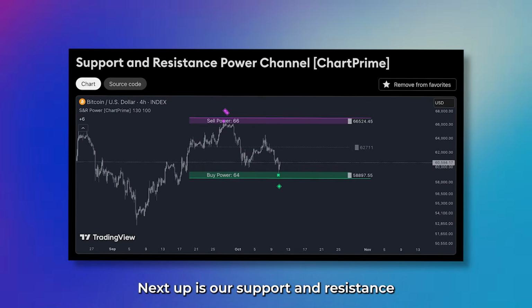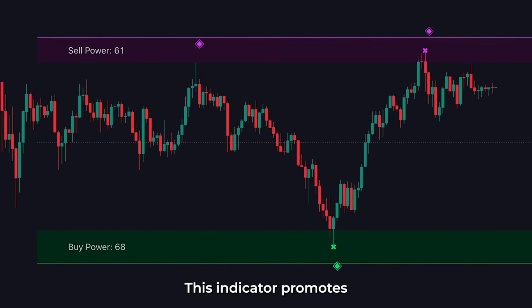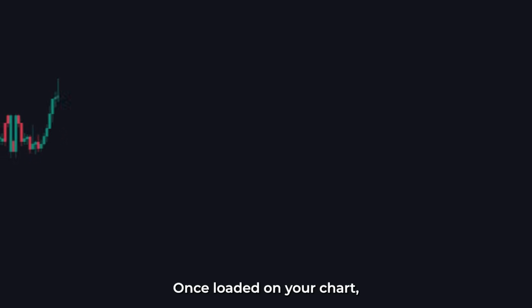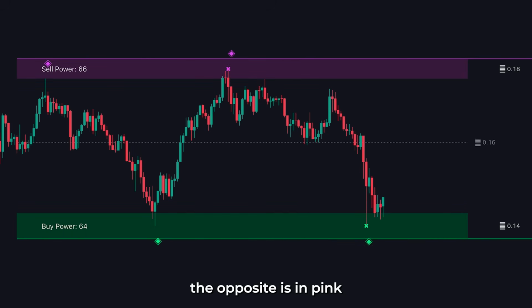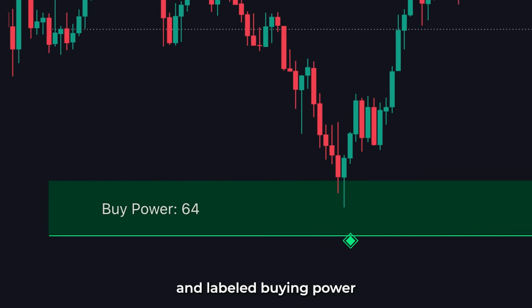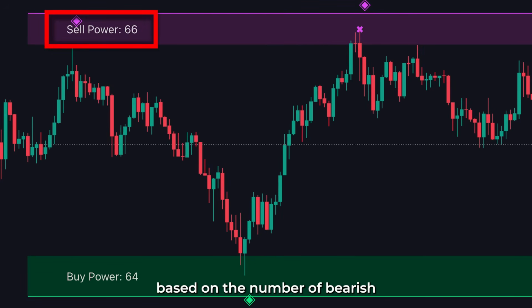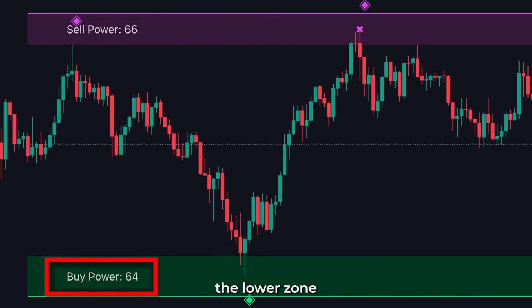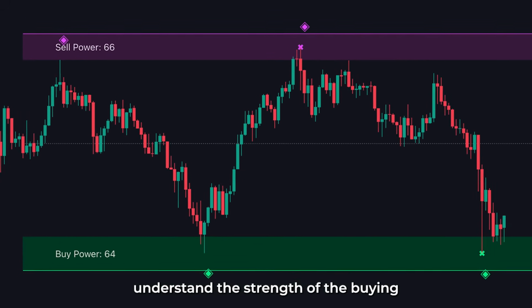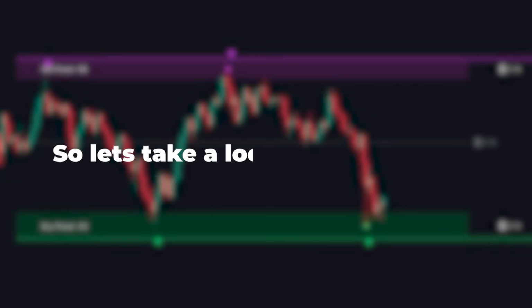Next up is our support and resistance power channel, giving you SR with the highest volume. This indicator promotes clean, simple trading, making it easier to buy and sell at those optimal times. Once loaded on your chart, you will see a channel produced. The upper zone is in pink and it's labeled sell power, and the lower zone is green and labeled buying power. Within the upper resistance zone, the indicator shows sell power based on the number of bearish candles, whilst the lower zone calculates buy power based on the number of bullish candles. This feature helps traders understand the strength of the buying or selling activity within each zone and at those given levels. So let's take a look at an example.